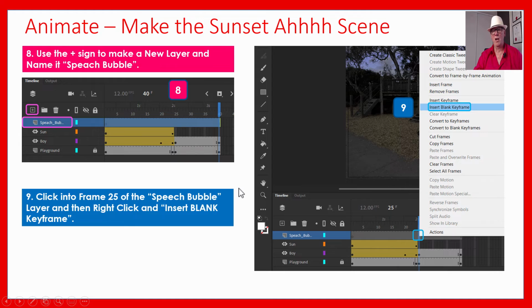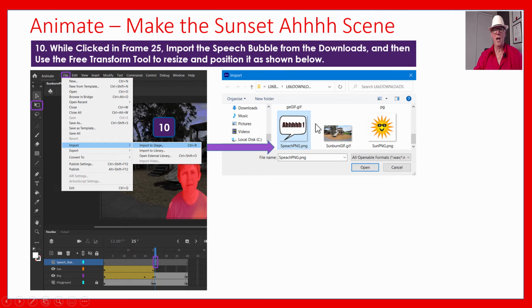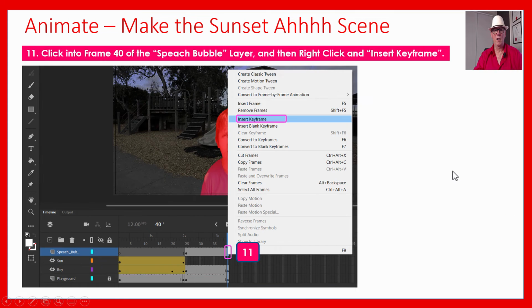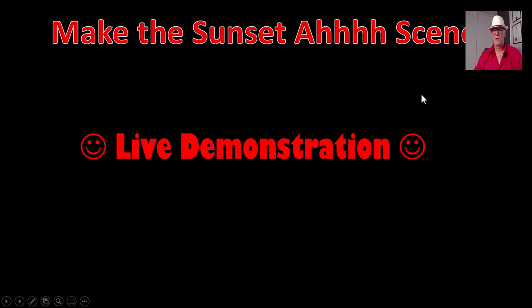A blank keyframe is kind of like a new piece of drawing paper, if you like. Then you can go File, Import to Stage, get the speech bubble, click open, bring it in, resize it and put it near the boy like that. And then we just need to make sure we copy the speech bubble to frame 40 so it sticks around for the whole sunset scene we've got running here from 25 up to 40. And then what will happen is we'll have that and the boy will go, okay. So let's get into that and finish off this whole part 2, which is the sunset scene.